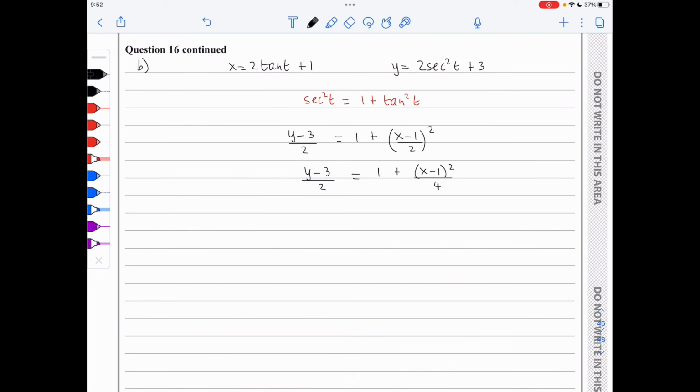And therefore I can cross multiply by 2 to get y minus 3 is 2 plus 2 brackets (x minus 1) squared over 4. Now the 2 with the 4, they cancel out, leaving me with the 2 in the denominator. I will add the 3 to get that y is 5 plus (x minus 1) squared over 2, as required.